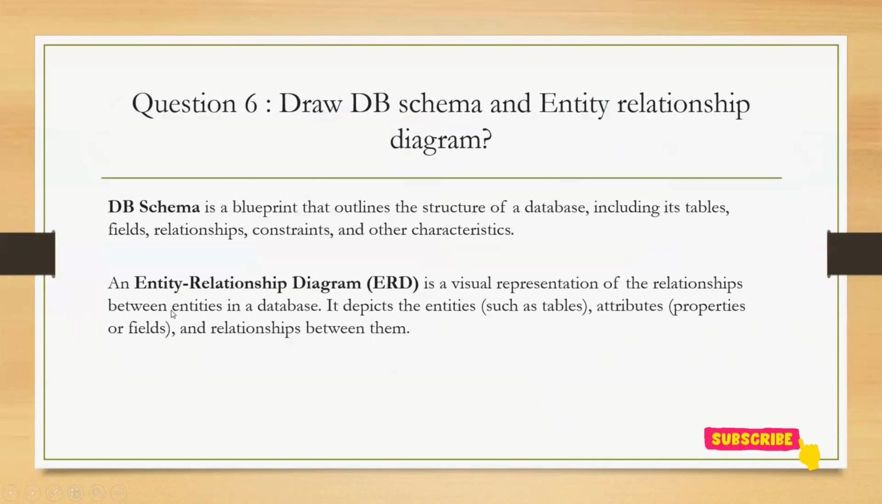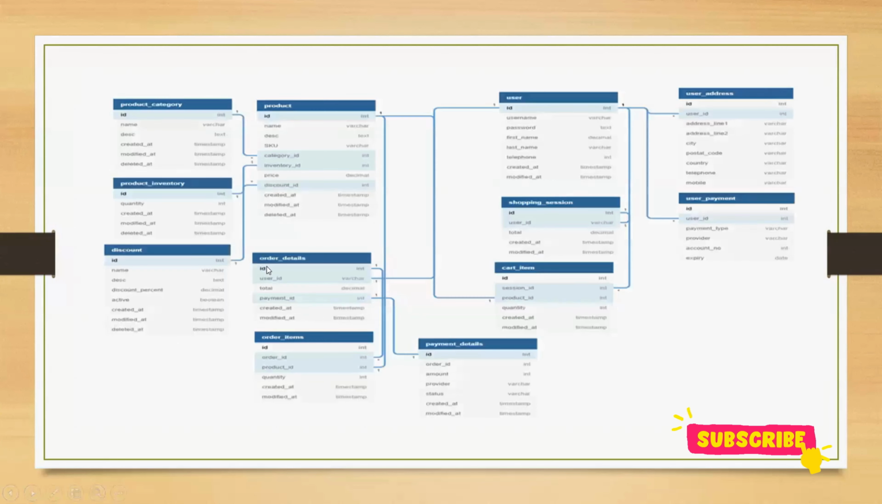Yeah. So, an entity relationship diagram is a visual representation of the relationships between the entities in the database. It depicts the entities, such as tables, and their attributes, or properties, and the relationships between them. This diagram really speaks only about what your entities are, what the attributes under them are, and how these entities are related. Suppose I have to explain here what an entity is and what an attribute is.